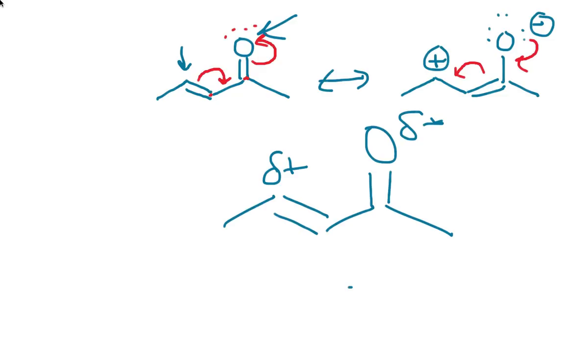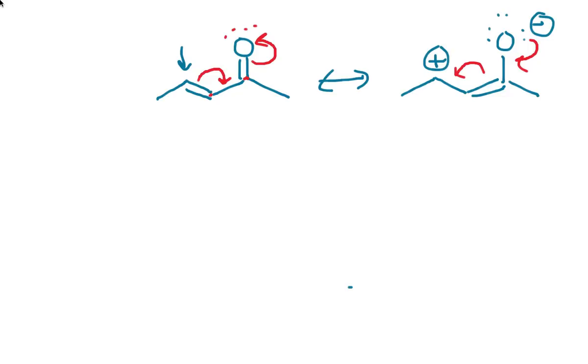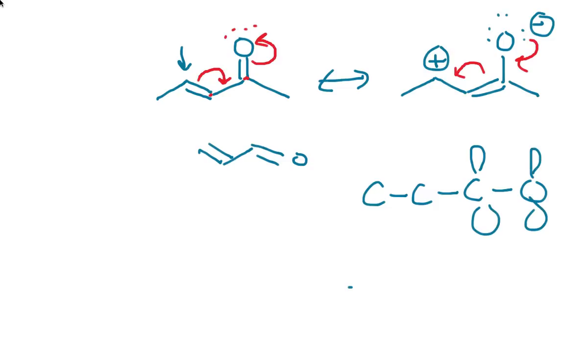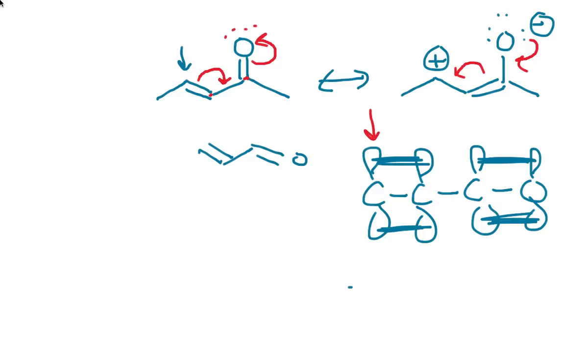If I think about the orbitals involved, I'm just going to draw that. If I think about the orbitals involved between a C, C, C, O, there's a pi bond on the oxygen, and there's a pi bond on that carbon-carbon bond. What you can see is that there is a p orbital on that carbon, a p orbital on that carbon, a p orbital on that carbon, and a p orbital on that carbon.